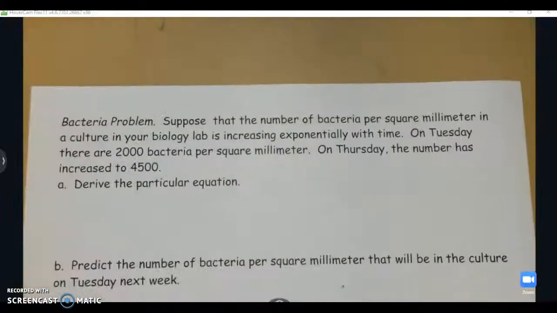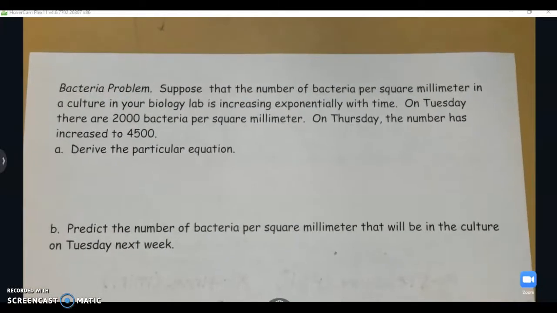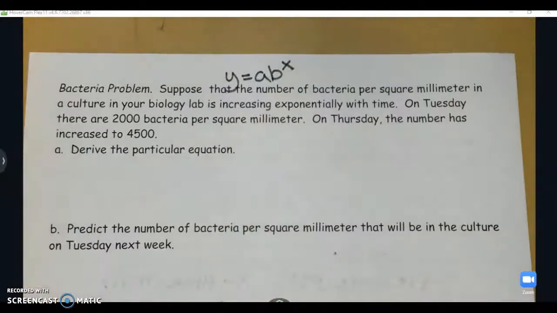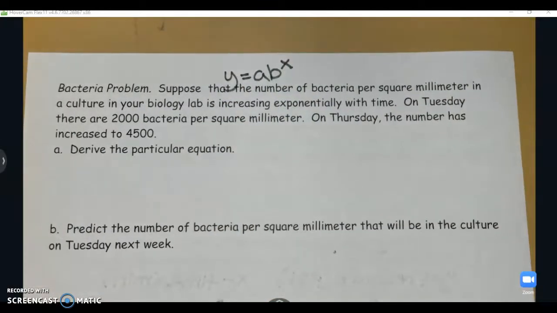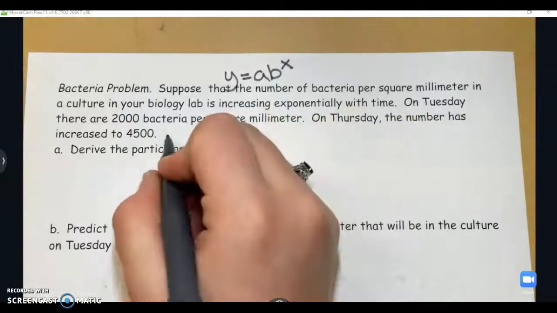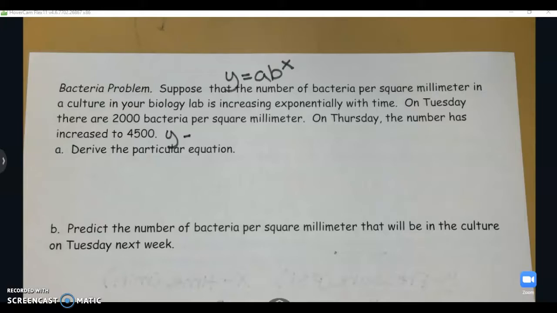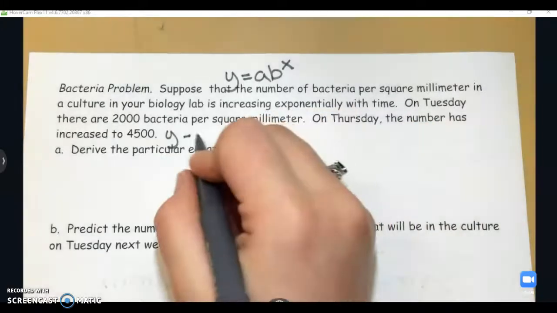Okay, one more problem. We are now going to look at the bacteria problem. So we suppose that the number of bacteria per square millimeter in a culture in your biology lab is increasing exponentially with time. On Tuesday, there are 2,000 bacteria per square millimeter, and on Thursday, the number has increased to 4,500. So again, we're going to be writing an exponential equation, so y equals ab to the x power, where x is our independent variable and y is our dependent variable. So let's define those. Our dependent variable y is going to be the bacteria per square millimeter.